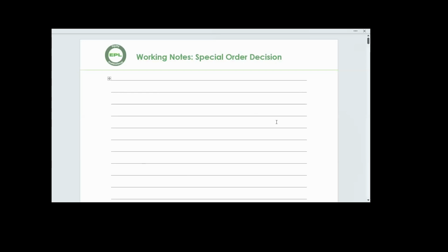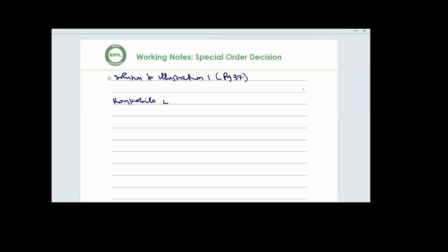All right, let's move on. The name of this company is Conco Bilio Limited. This is illustration number 1. This is page 37. On your own, you'll be able to find the question that we are solving. 37, okay. All right then. So the name of the company is Conco Bilio Limited.